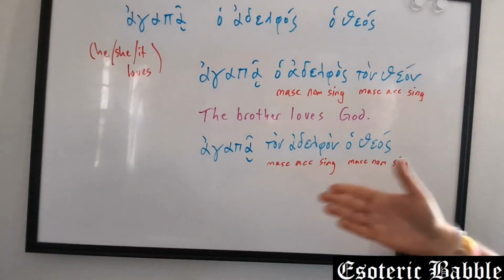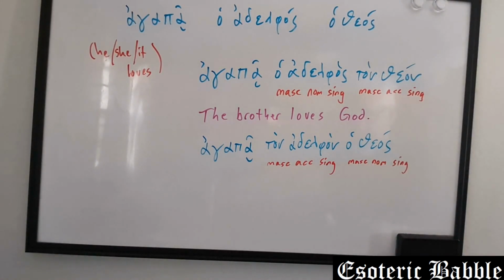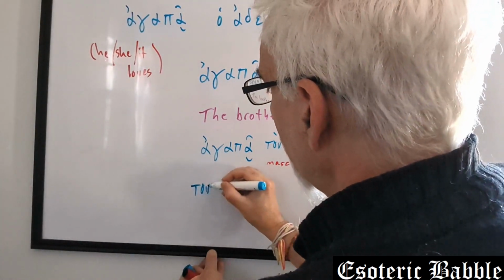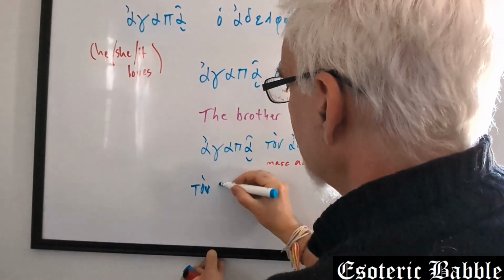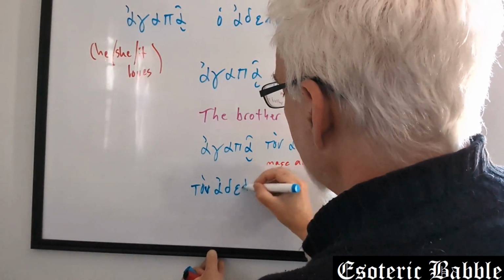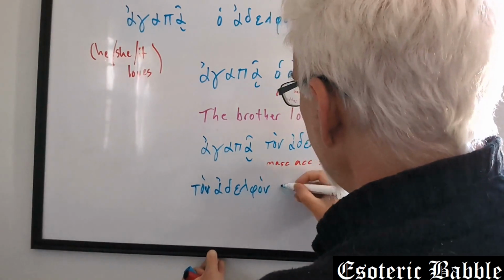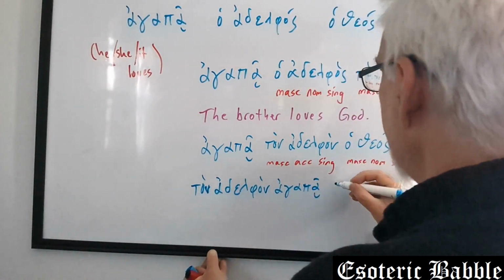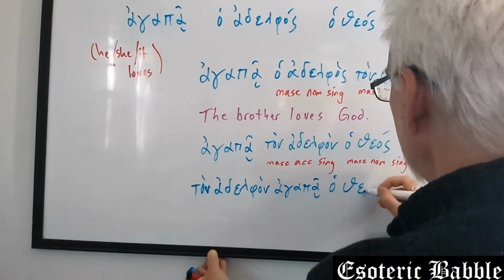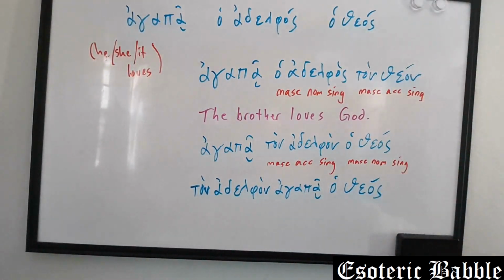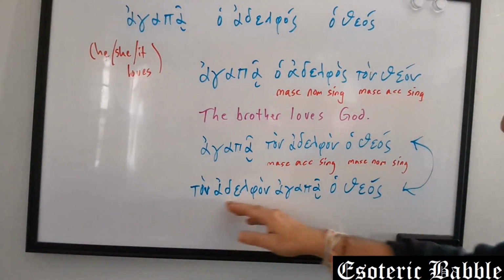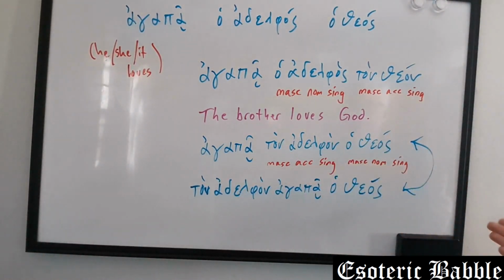And you could change the order. You could move these words around. You could say something like ton adelphon agapa ho theos. I wish I could write it out. These would mean exactly the same thing because we haven't changed the form of the words.